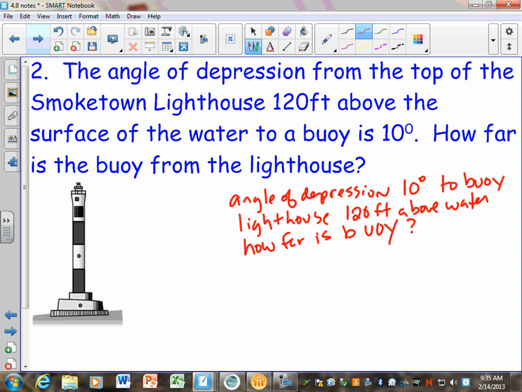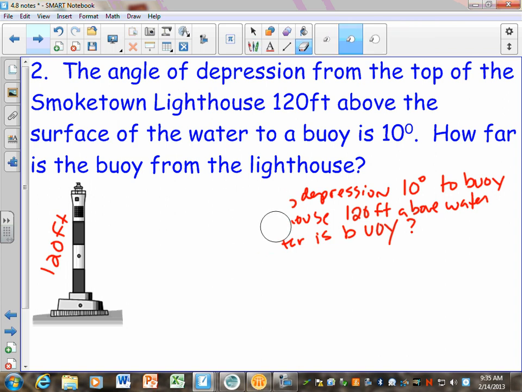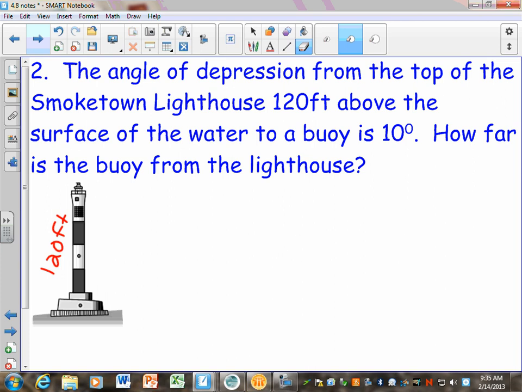Again, you want to get your important information and label it in the right spot. I want to make sure we talk about angle of depression because we haven't done those yet. The problem says 120 feet above the surface of the water. Do you agree that's how tall the lighthouse is? So I could write this as 120 feet. Then the angle of depression is to a buoy. There's a buoy out here somewhere, so I'm just going to draw a little rectangle to represent my buoy.